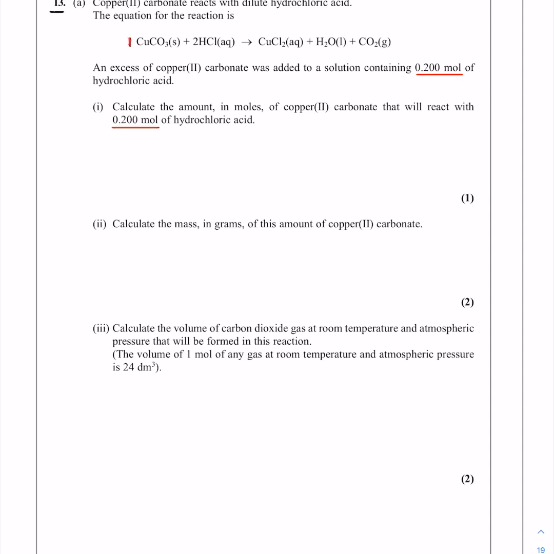We will make a ratio between the copper carbonate and the hydrochloric acid. The ratio is 1 to 2. That means the moles of copper 2 carbonate is equal to the moles of hydrochloric acid over 2, because the ratio between copper carbonate and hydrochloric acid is 1 to 2. So here it is 0.100 mole.